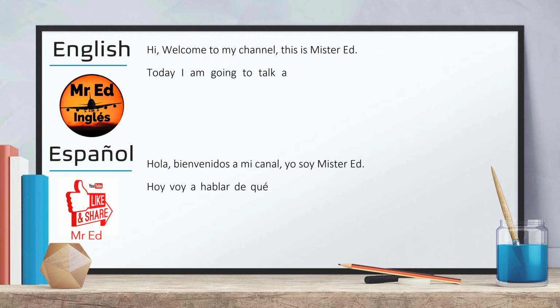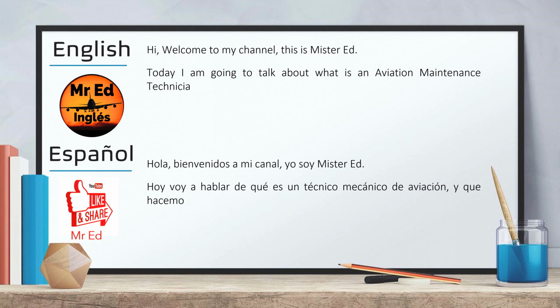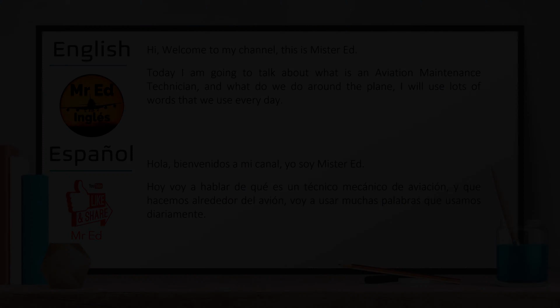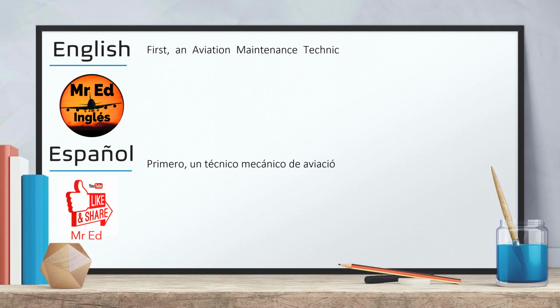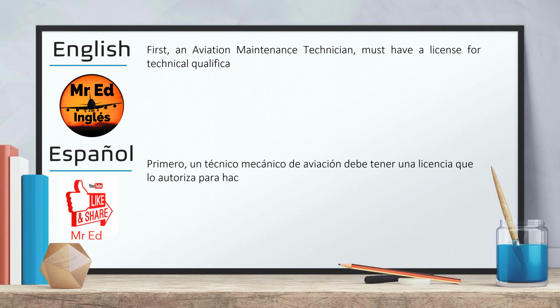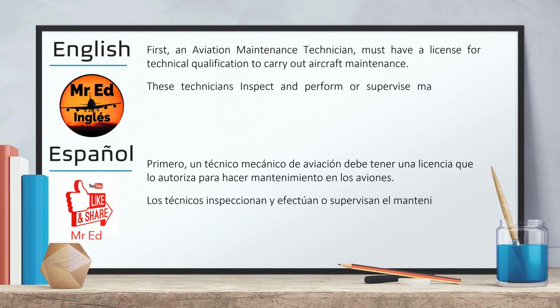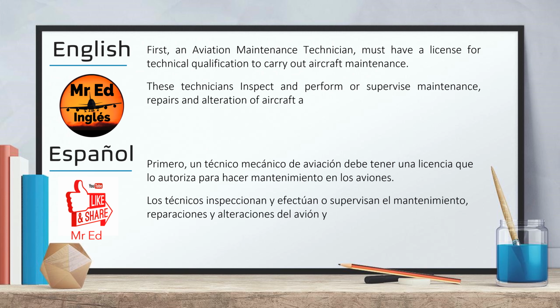This is Mr. Ed. Today I'm gonna talk about what is an aviation maintenance technician and what do we do around the plane. I will use lots of words that we use every day. First, an aviation maintenance technician must have a license for technical qualifications to carry out aircraft maintenance. These technicians inspect and perform or supervise maintenance, repairs, and alteration of aircraft and aircraft systems.